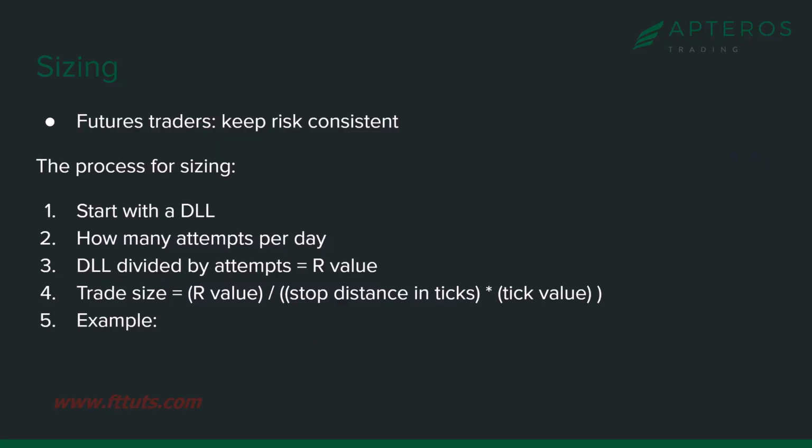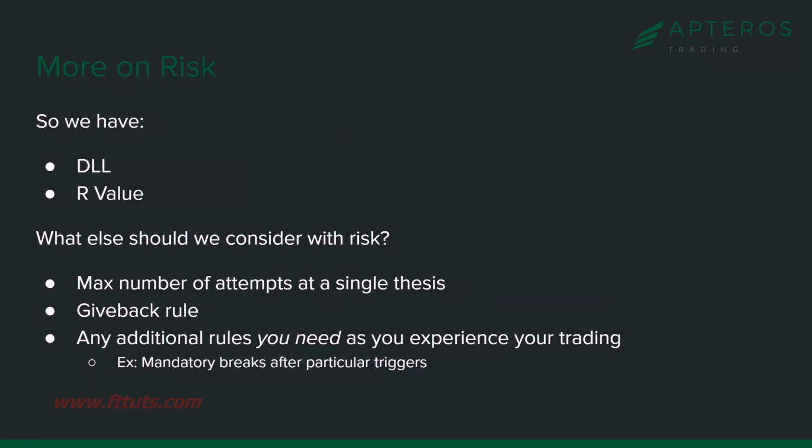You have to have a daily loss limit. You can't operate without a daily loss limit. You won't be in the business very long if you don't. So we have our daily loss limit. We have our R value. What else might we need?